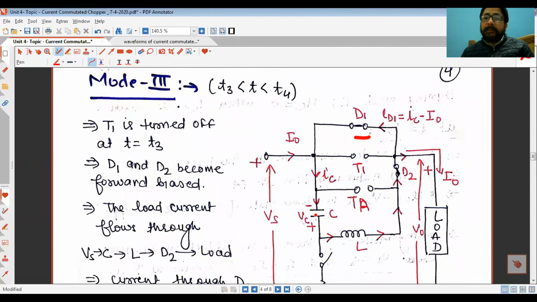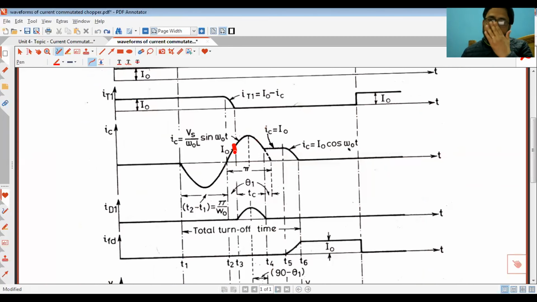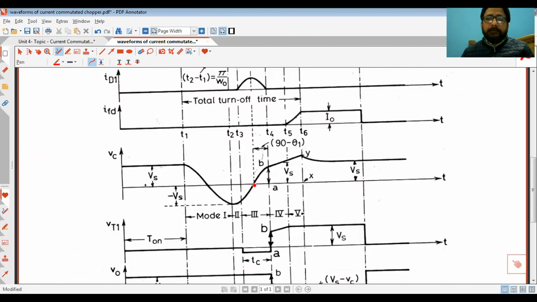That means the capacitor current will not become zero just because T1 has become reverse biased. The capacitor current was earlier flowing in this path. Now as soon as D1 gets forward biased, this capacitor current will start flowing through D1. So the value of capacitor current will increase beyond I0, and that is shown here. From T3 onward, the capacitor current will reach some positive peak value, at some point of time where the capacitor voltage becomes zero.